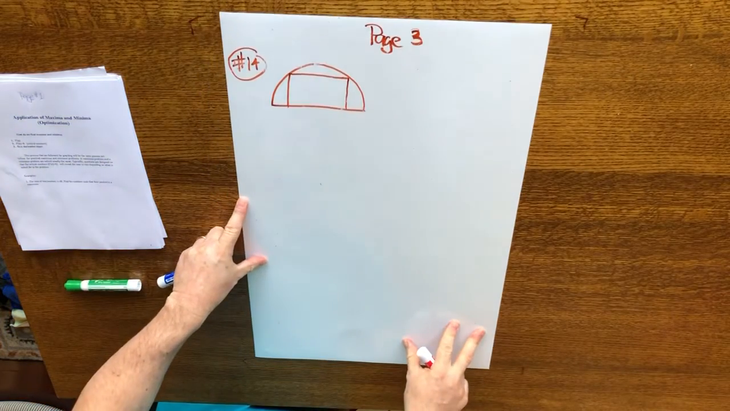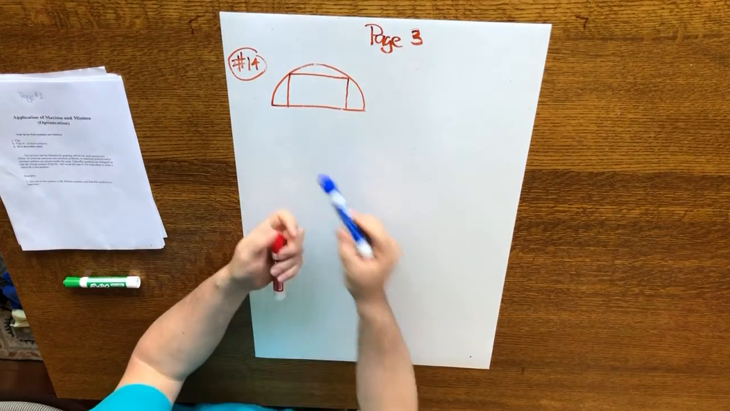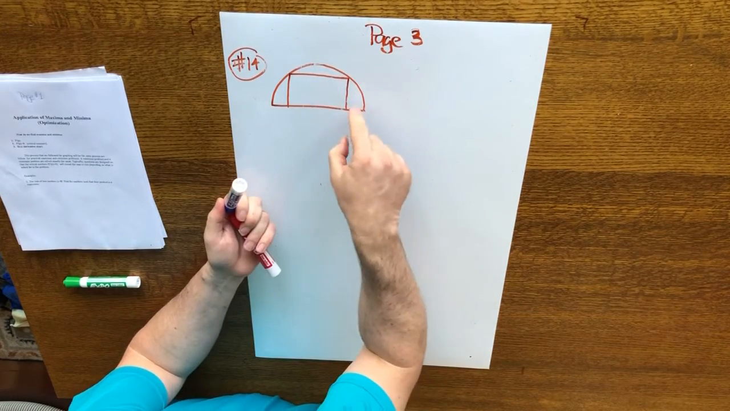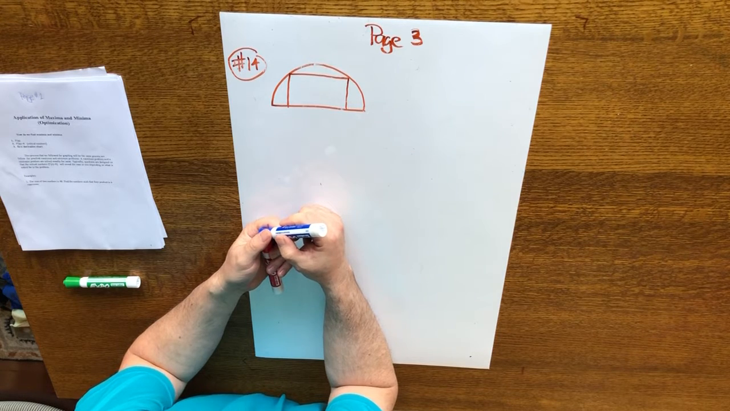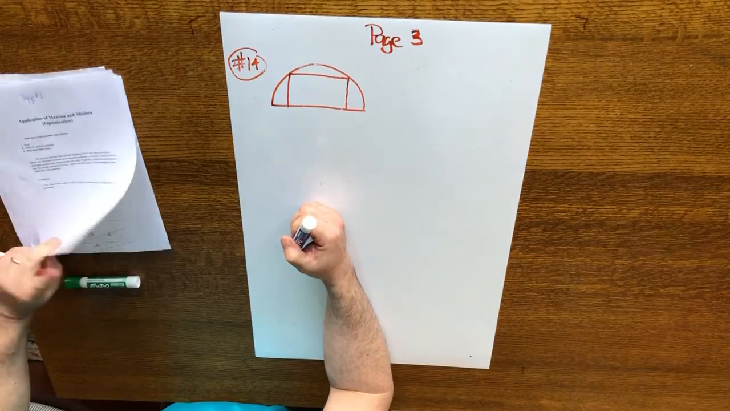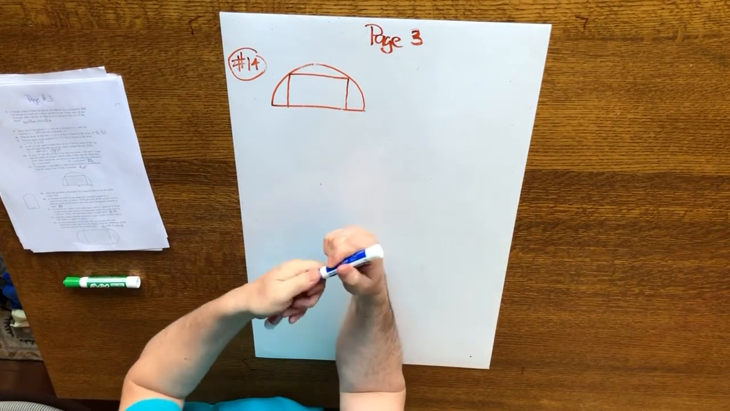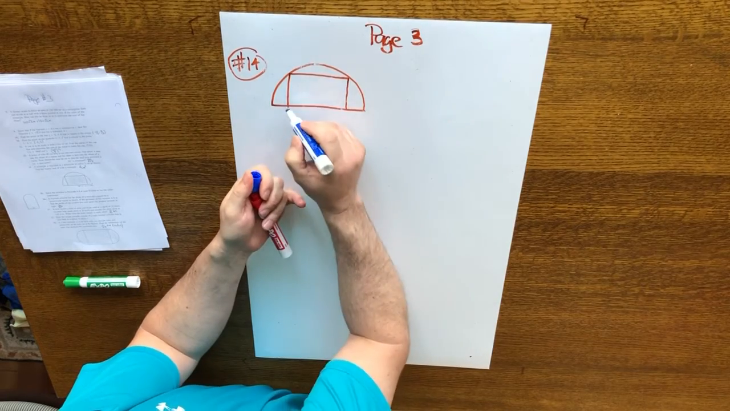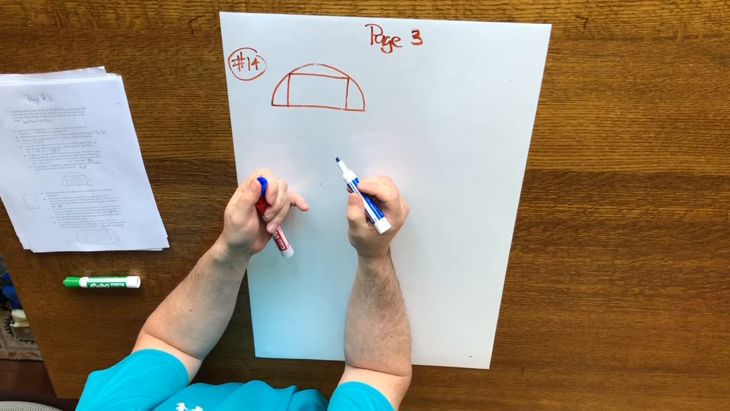That one was also from page 3. This one's from page 3 as well. It gives you a half of a circle with a rectangle inscribed in it. And the one fact that they give you is that the radius of the circle is 2 centimeters. So given this shape, we want to maximize the area of this rectangle. How big of a rectangle can you put in there?